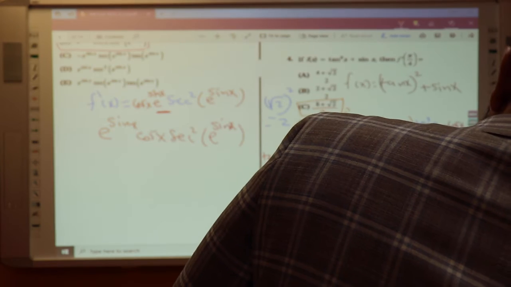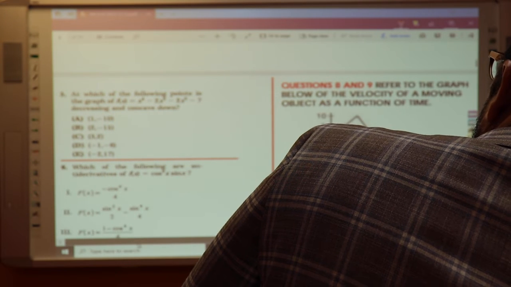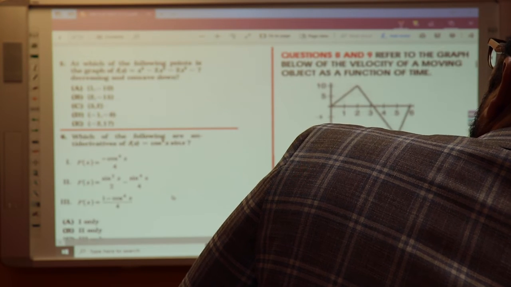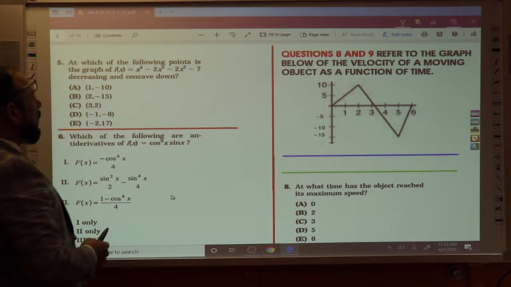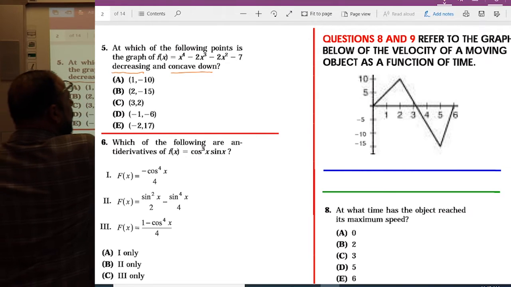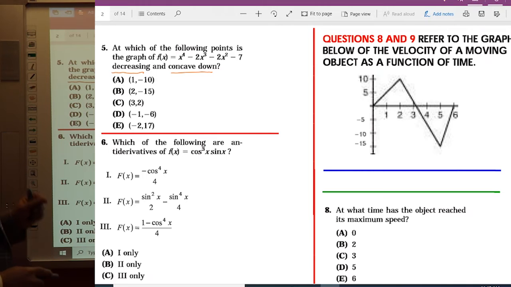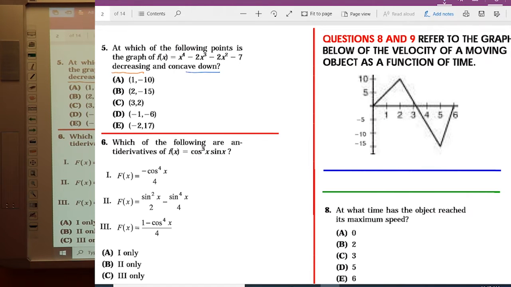Number 5. Let's see what number 5. At which of the following points is the function decreasing and concave up, down? This is a very important topic in math. It could be an open-ended problem, so I'm going to take my time and explain this problem later on. Okay.